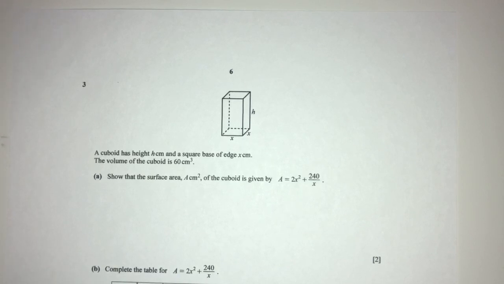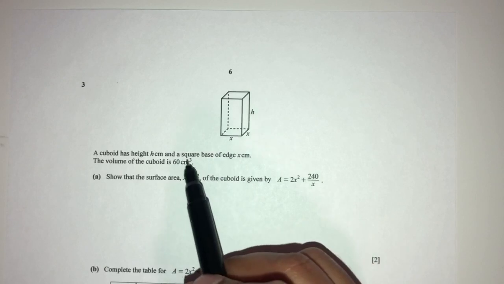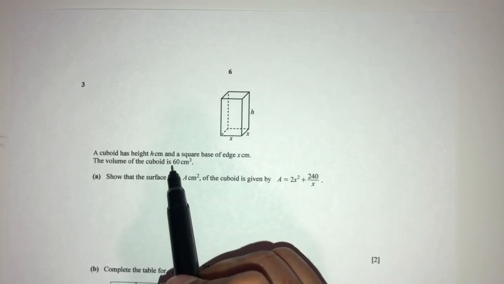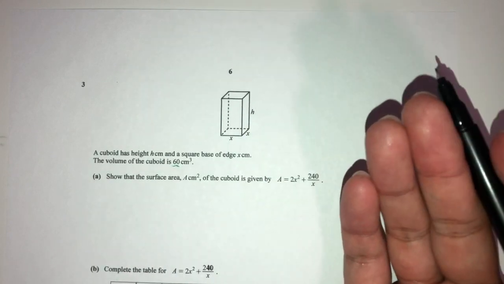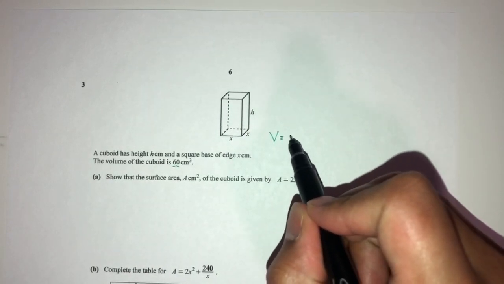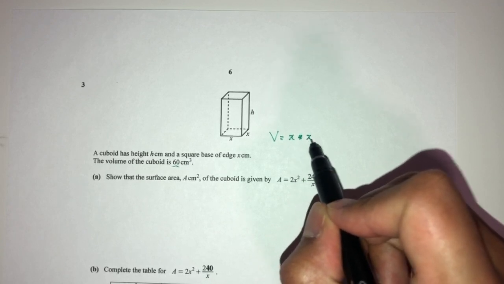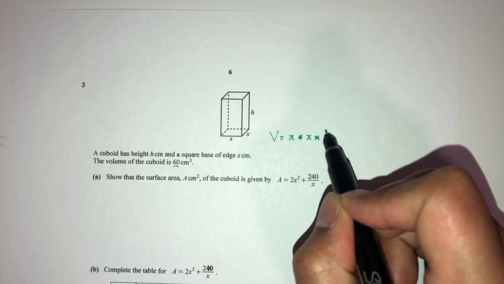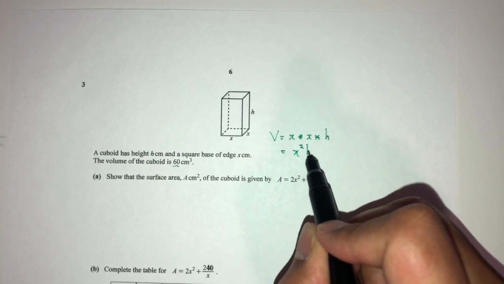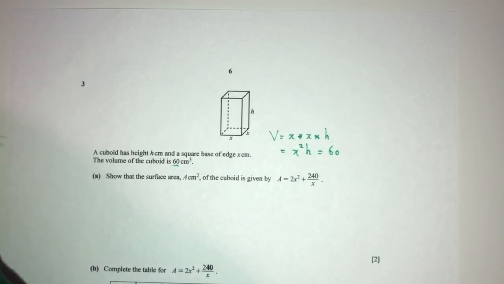So here we have a cuboid, has height h, as you can see, and has a square base of x times x. Good to know. The volume is given to you by 60 centimeter cubes. Now, how do you find the volume of a cuboid? Volume will be length times width times the height. That will be x squared h is equal to 60 according to the question, right?